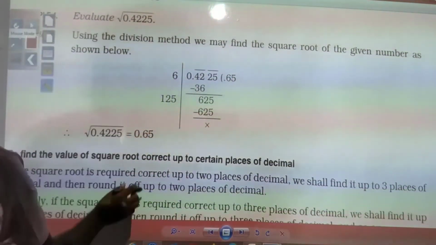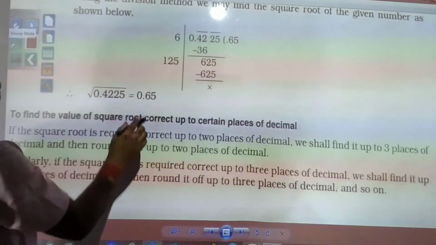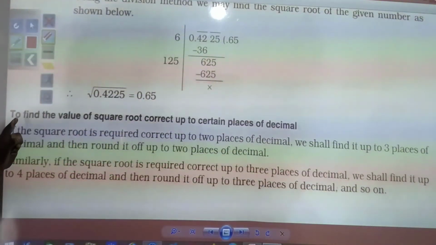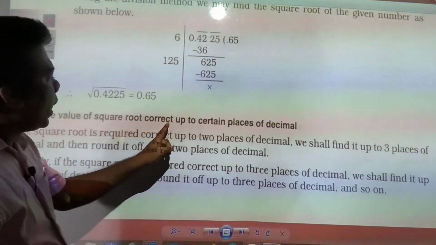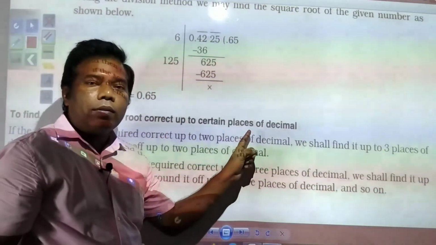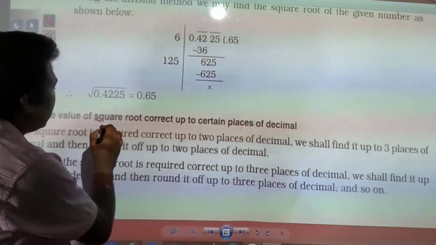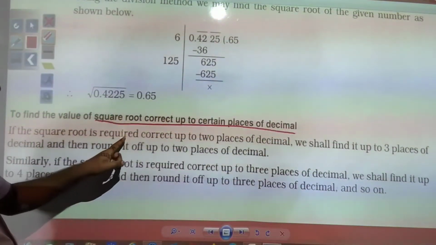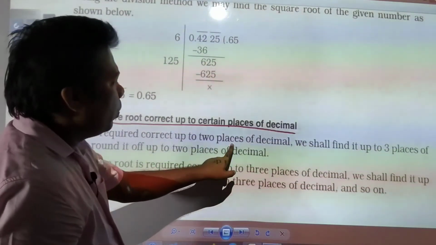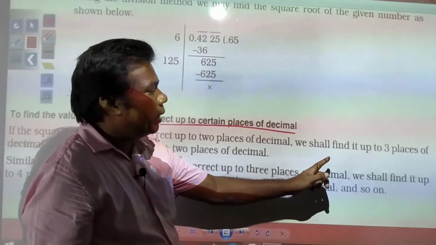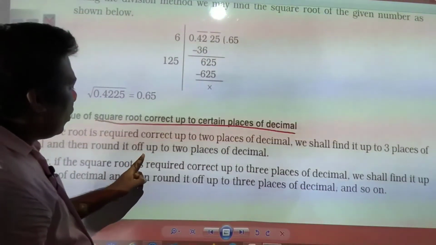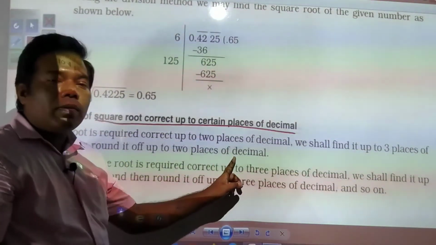Next you have, and this is very important, to find the value of a square root correct up to certain places of decimal. This is very very important. If the square root is required correct up to 2 places of decimal, we shall find it up to 3 places of decimal and then round it off up to 2 places of decimal.